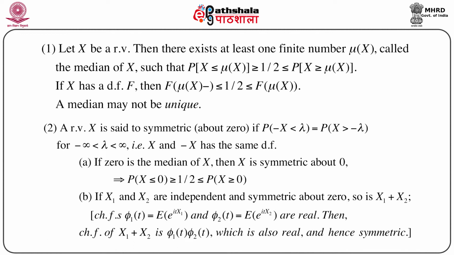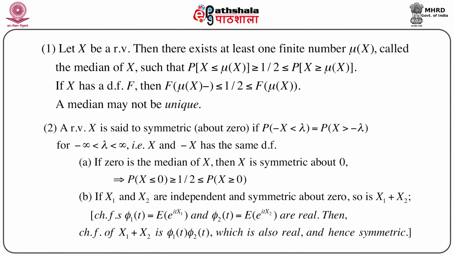We have already seen this next statement while discussing characteristic functions: if X1 and X2 are independent random variables that are symmetric about 0, then so is X1 plus X2. That means X1 plus X2 is also symmetric about 0. The proof is very simple.